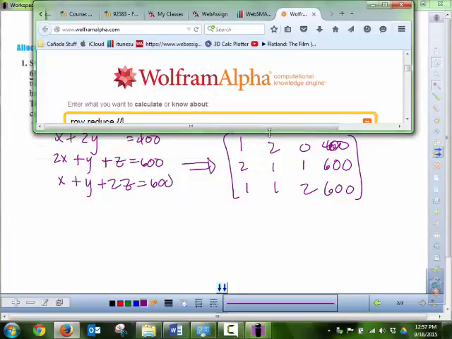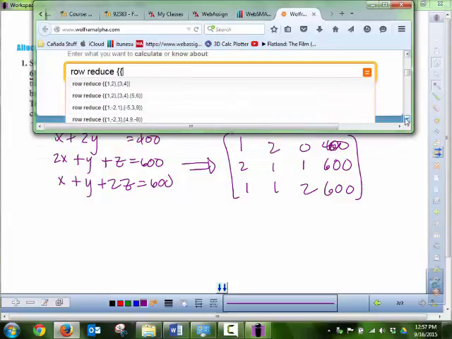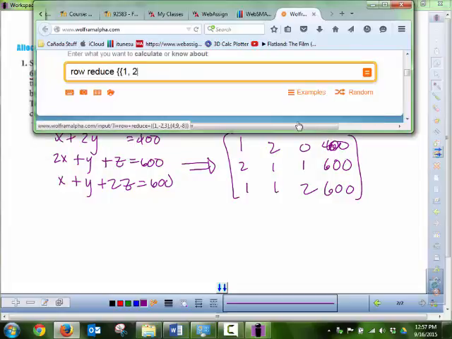So the first row is 1, 2, 0, 400. Second one is 2, 1, 1, 600. And then the third is 1, 1, 2, 600.